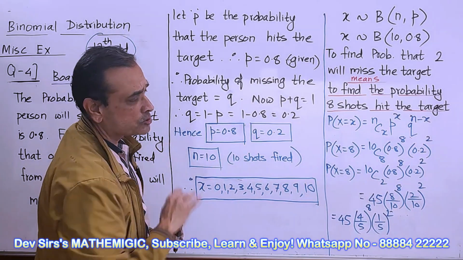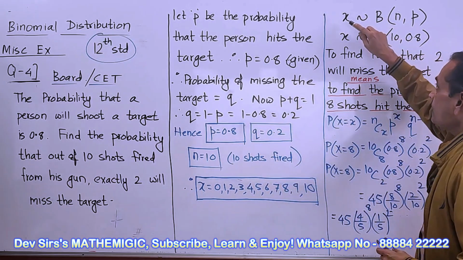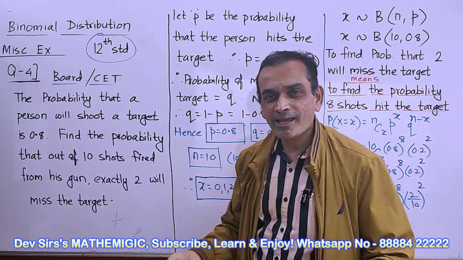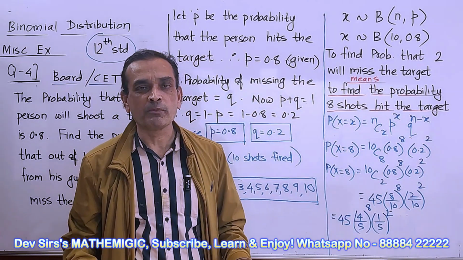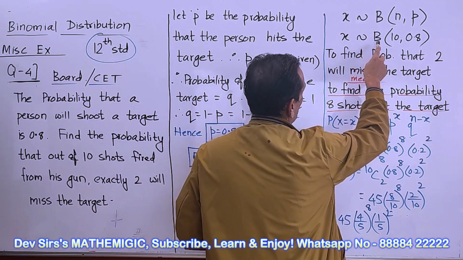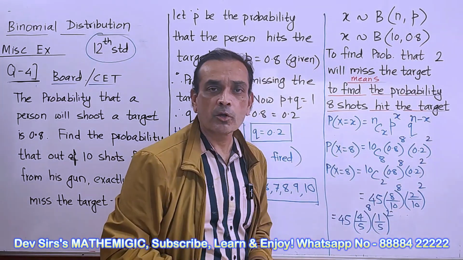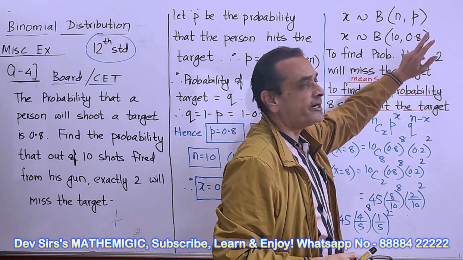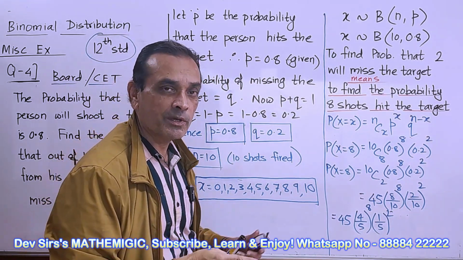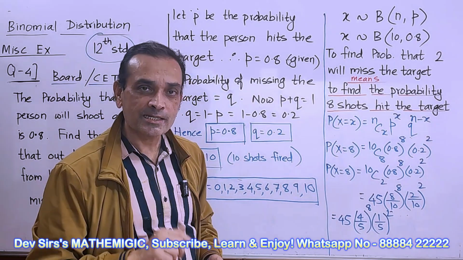Okay, let's go ahead. Now this is just a symbol: X follows the binomial of n and p. It only tells those using the binomial theorem, nothing else. So X follows binomial of 10 and 0.8 because n is 10, p is 0.8, right? That means we are going to use the binomial theorem, the binomial formula, ahead. Okay, now what is asked?